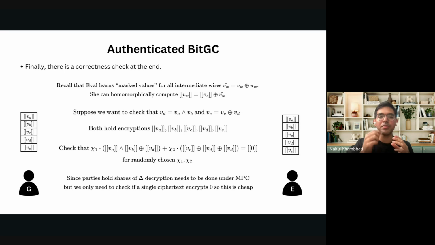these gate constraints. So that again reduces to checking that a single equation holds, and that chi1 times this relation plus chi2 times this relationship is an encryption of 0. So the entire authentication check is just reduced to checking that a single ciphertext decrypts to 0. Since they hold shares of the secret key, this also needs to be done under MPC, but it's just a single check. So it's still cheap compared to the total cost of the GC. And this turns out to be maliciously secure, and this is what BitGC and authenticated BitGC give us.